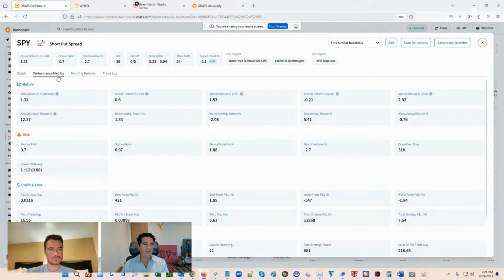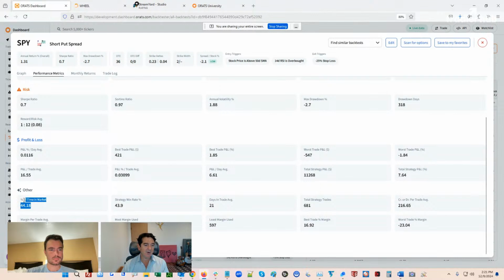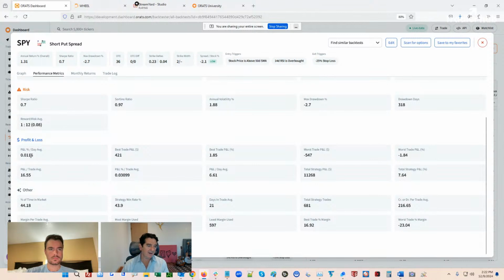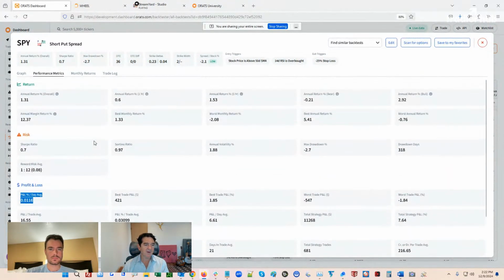Let's just see the performance metrics. It's not in the market that much because we only are there when it's overbought and when the stock price is above the 50-day simple moving average. This is the strategy that they want to use. In these cases, I like to look at the P&L per day, 0.01%, rather than some of these other ones, because these don't always consider how many days you're actually in the strategy.